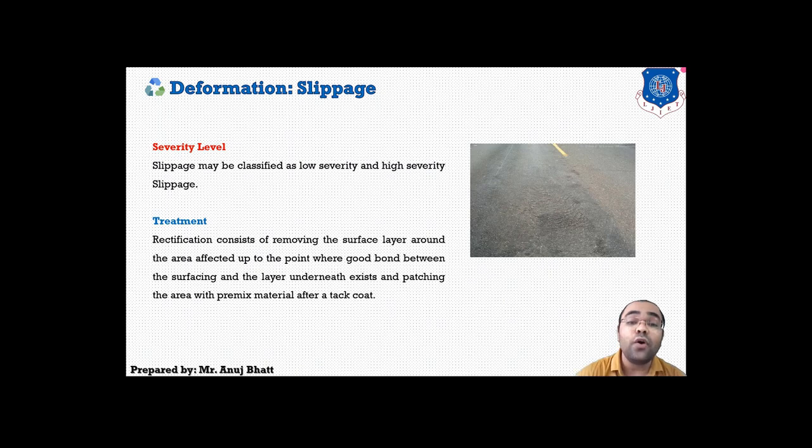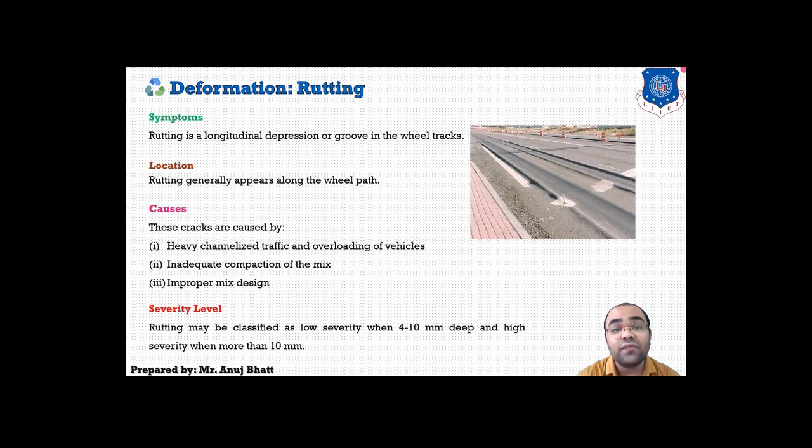The next deformation is rutting. If we talk about the symptoms, first of all, what is rutting? Rutting is a longitudinal depression or groove in the wheel track. Rutting is characterized into three types, defined by the cause or the layer in which the rutting occurs.